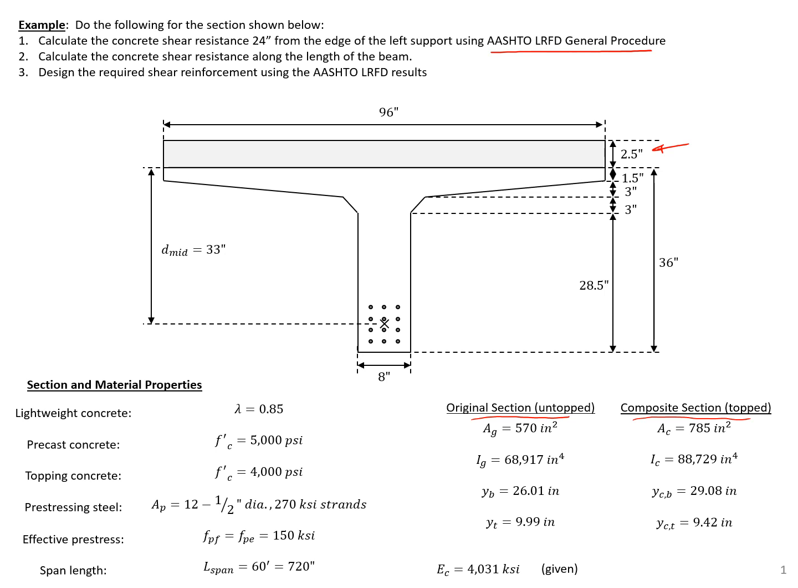We're using lightweight concrete, and we're given that our lambda for this problem is 0.85. So this is sand lightweight concrete, so we're going to use a lambda of 0.85 for it. Our precast concrete has a compressive strength of 5 KSI and our topping concrete 4 KSI. And we have 12 half-inch diameter strands with a 270 KSI strength. Our effective pre-stress is 150 KSI after all losses, and our span length is 60 feet.